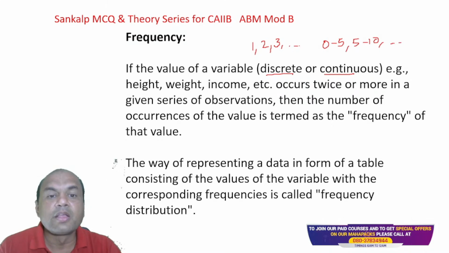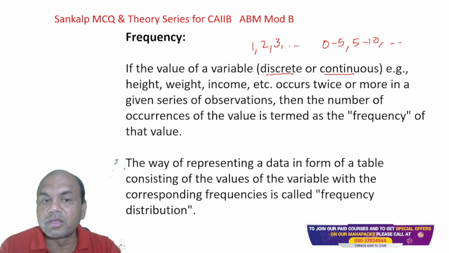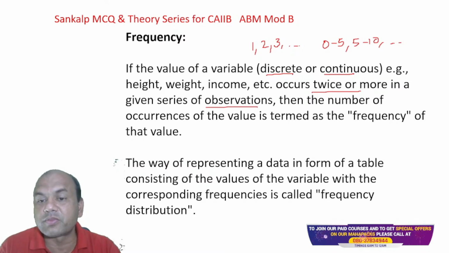So if the value of the variable is discrete or continuous, for example height, weight, income, and it occurs twice or more in a given series of observations, then the number of occurrences of the value is termed as frequency. This is an important definition from the exam point of view. In exam, this phrase twice or more will be important for you. Anything which appears twice or more will be called frequency.